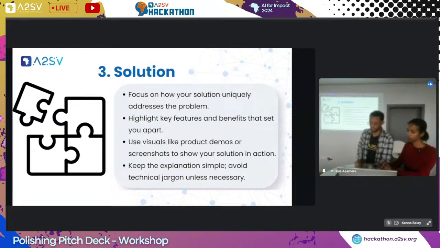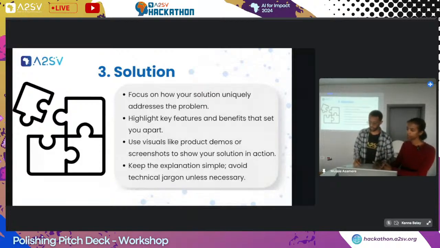Then highlight key features and benefits that set you apart. So basically the same thing that we said. You should state your features so that you are able to back up the claims that you make in the first one. You might say we address this problem, but how you're going to address it, you should back that up with the features that you've added in your product.